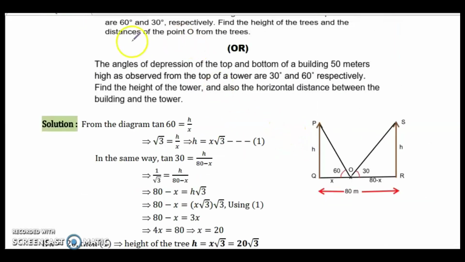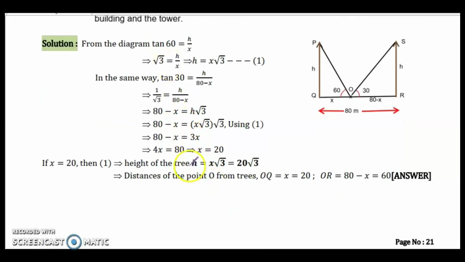Therefore what is the question asked? We have to find the height of the trees as well as the distances of the point O from the trees. Therefore what is the formula for h? H is observed to be x into square root of 3. The x value has been obtained from here, so substitute this 20 here. That means the height of the palm tree is 20 into square root of 3. And the next point is we want to find the distances. The total width is 80. If we take this as x, naturally x is equal to 20. What is the other component? 80 minus x, that is equal to 60.